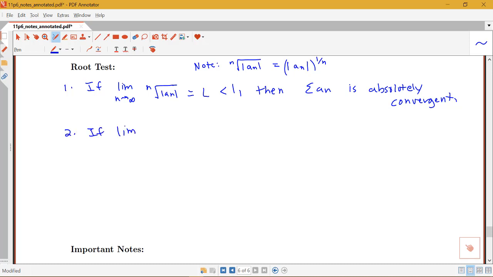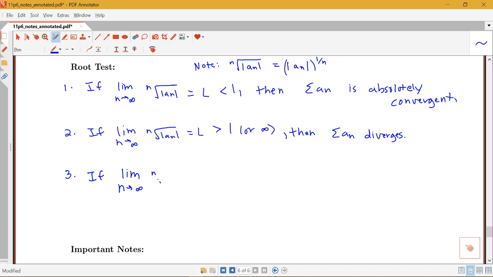If, on the other hand, the limit as n goes to infinity of the nth root of the absolute value of the terms equals a limit value that's bigger than 1 or infinity, so it could be just some really big regular number, or it could come out to be infinity, then the sum of a_n diverges. And just like the ratio test, it could come out that this limit is 1, and in that case the test would be inconclusive. So if the limit as n goes to infinity of the nth root of the absolute value of the terms is equal to 1, the test is inconclusive, which means we have to use another test.